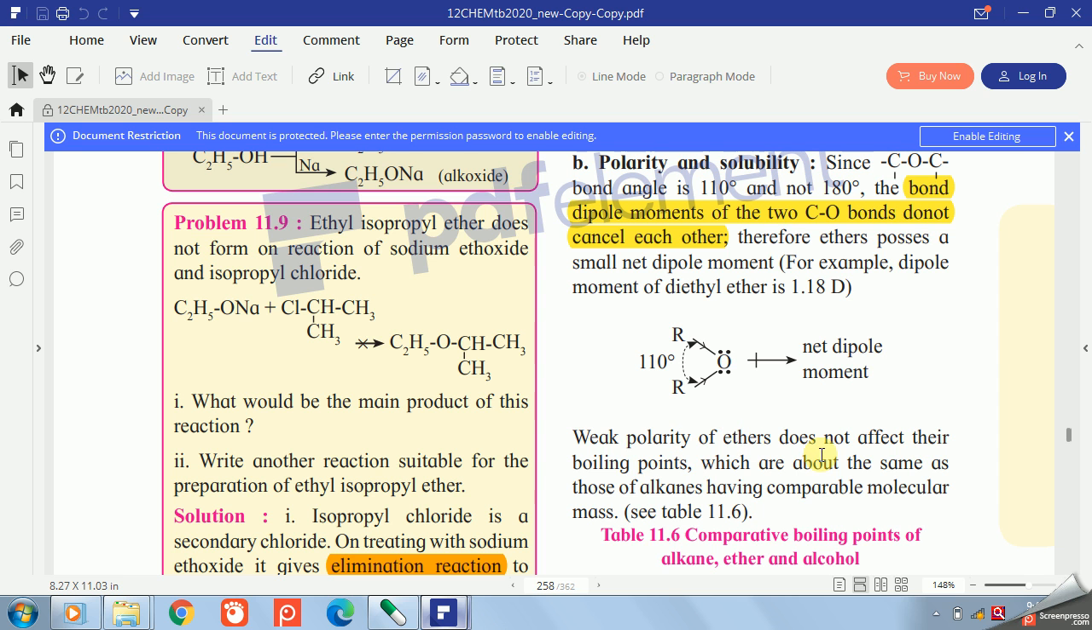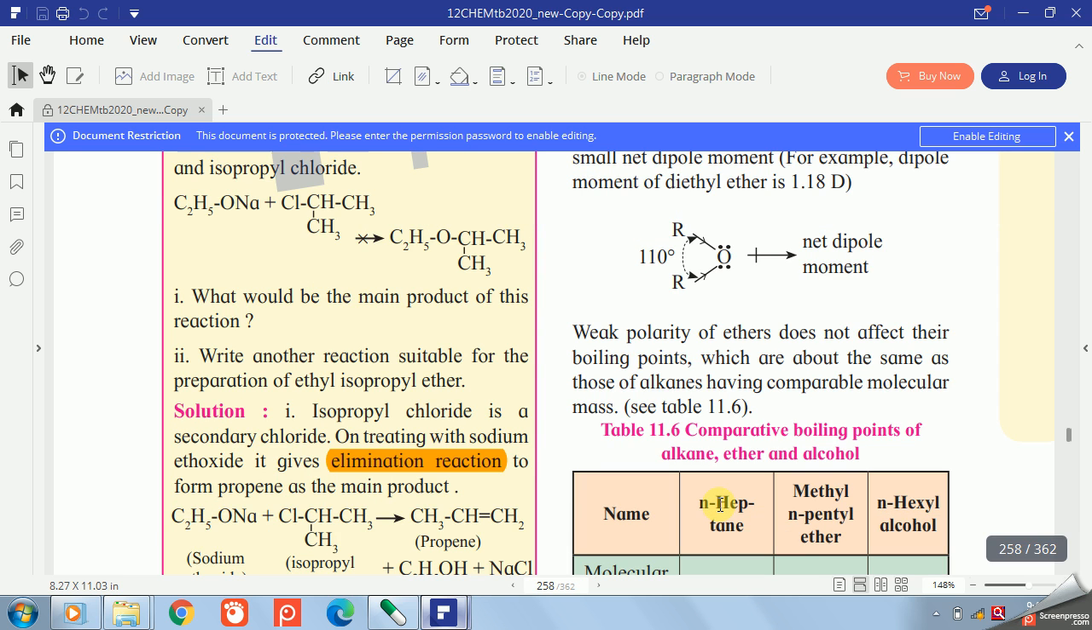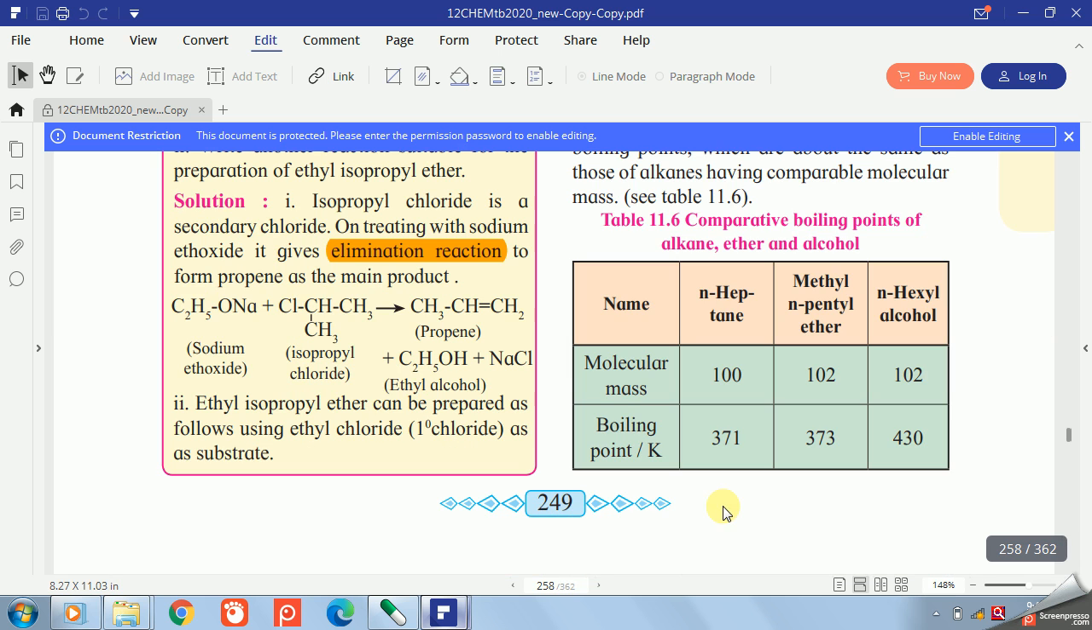So the weak polarity of ether does not affect their boiling points, which are about the same as those of alkanes having comparable molecular mass, but they have lower boiling points than alcohols. The reason behind that is intermolecular hydrogen bonding. Such intermolecular hydrogen bonding is absent in ethers, but it is present in alcohols. Many times a question may be asked in your exam.